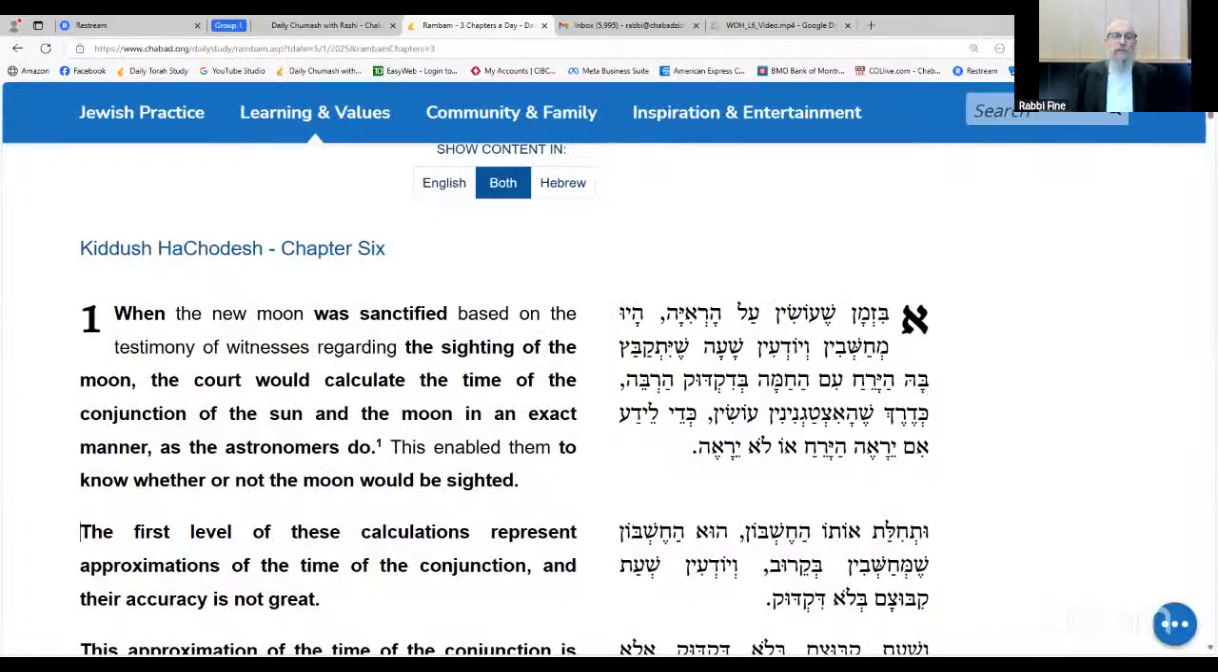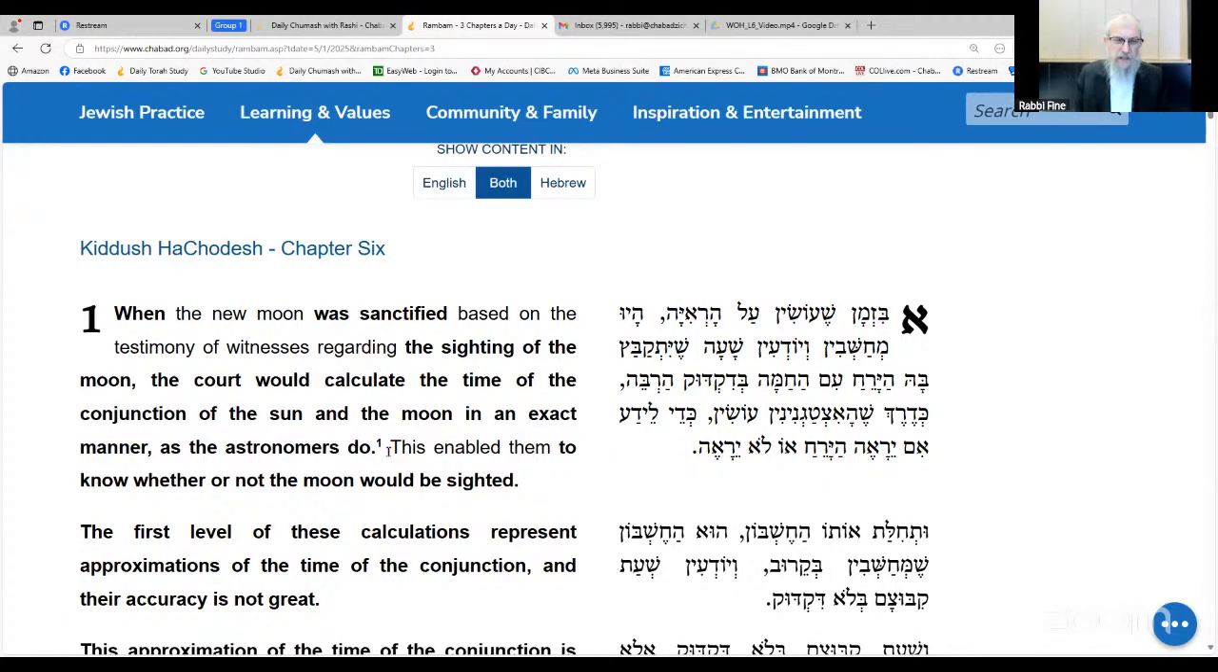Kiddush HaChodesh, the laws of sanctifying the new moon, the new month. Right now, it's the simple stuff. Real complicated astrology, astronomy is coming. This is simple? Yes, compared to what we're going to. Units are simple? Well, yeah, let's learn. Kiddush HaChodesh, chapter 6. Okay, first halacha.